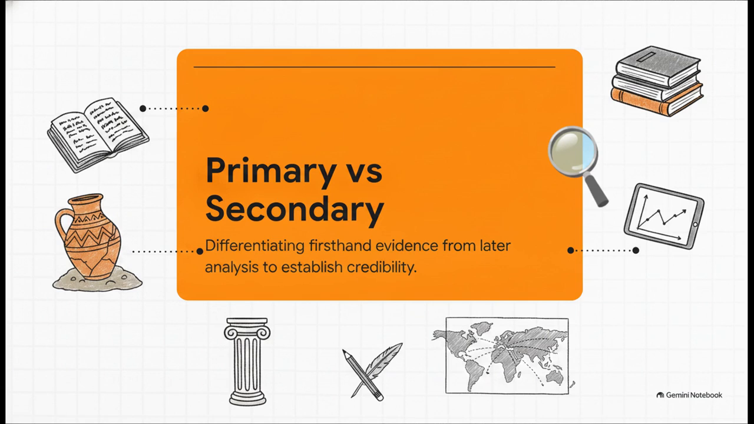So a primary source, that's your first-hand historical evidence. Think of a diary written by an actual Roman citizen, or a piece of pottery dug out of the dirt in Mesopotamia. It literally comes from that exact time period. A secondary source, on the other hand, is a later analysis, like your history textbook, or an article by a modern historian looking back at the events. Knowing how to tell these two apart is absolutely crucial for establishing credibility in your project.